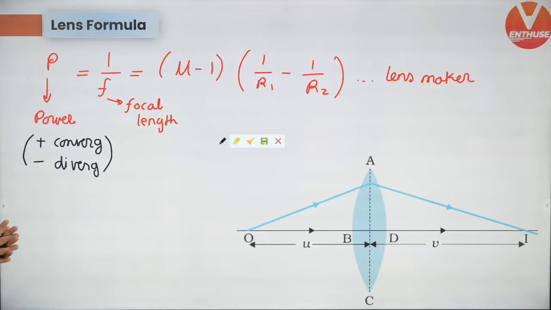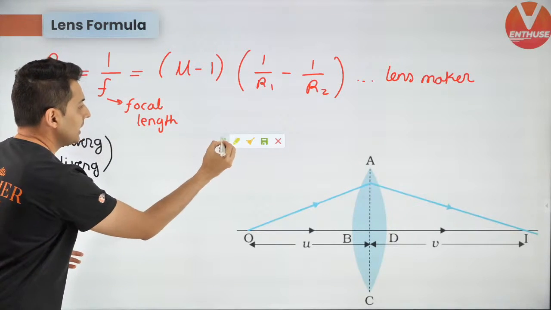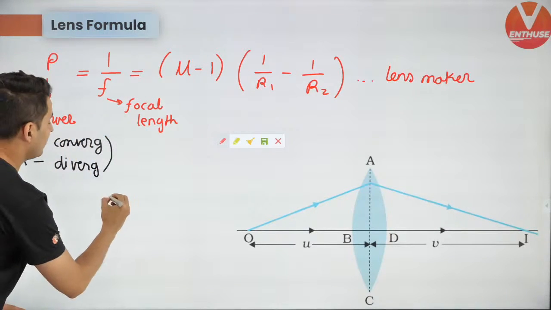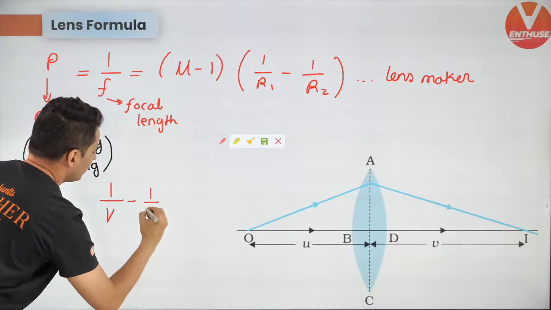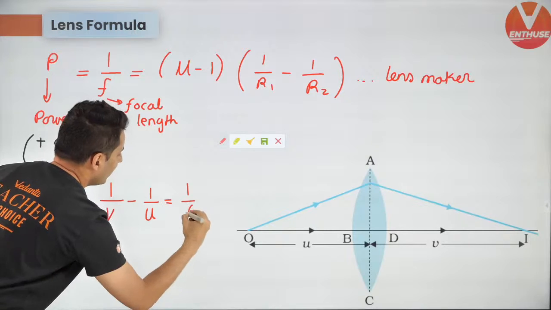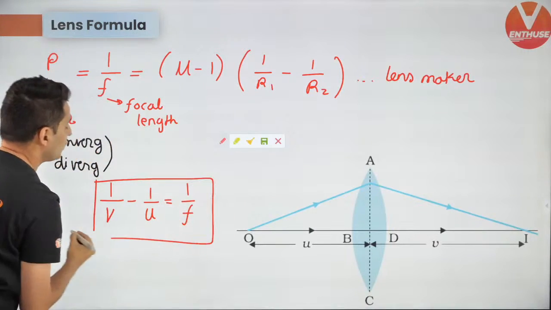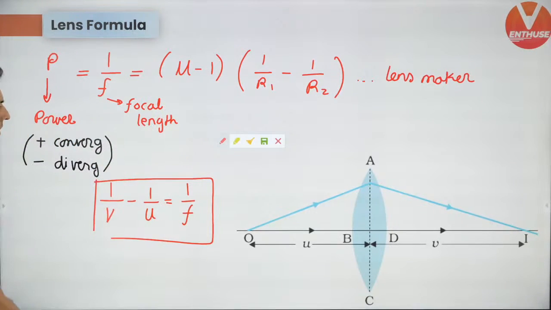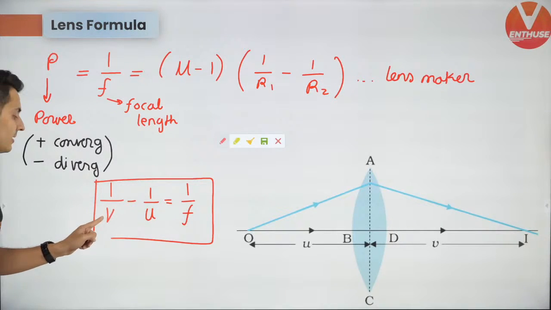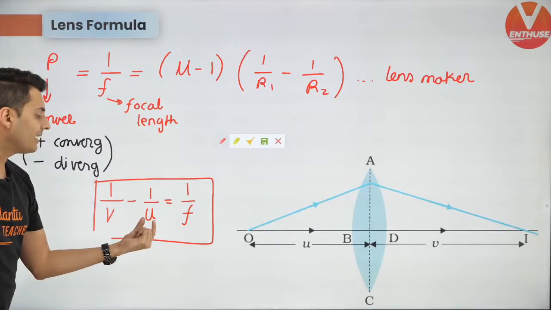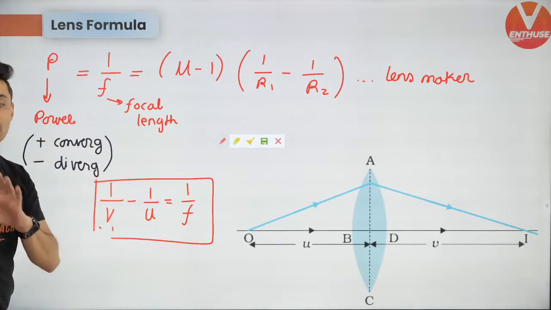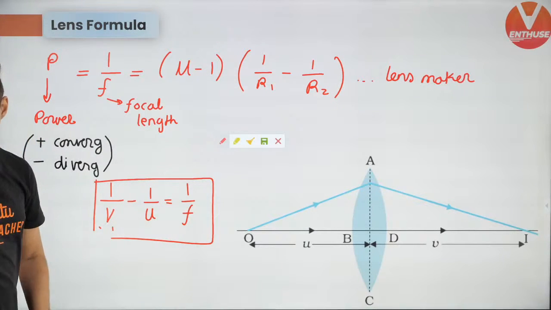Okay. Now, next up is the main lens formula, and that is 1/v minus 1/u is equal to 1/f. This is the next formula that you must know. So what is this formula going to give you? This is image distance, this is object distance, this is the focal length. If you tell me where the object is, I can tell you where the image is.